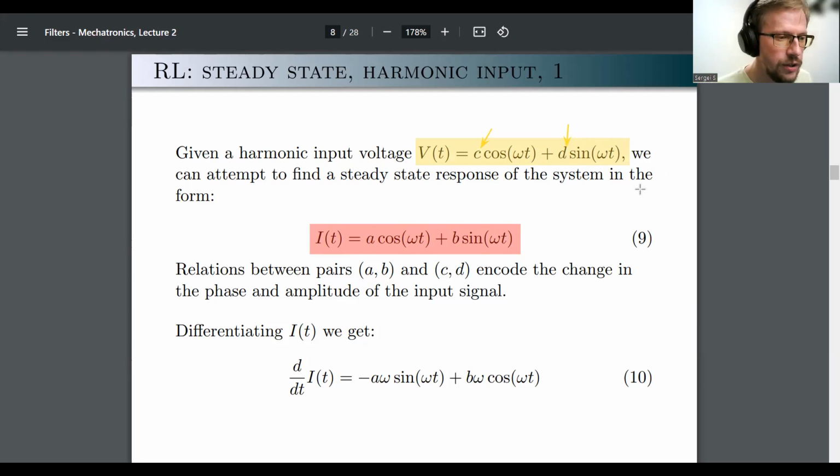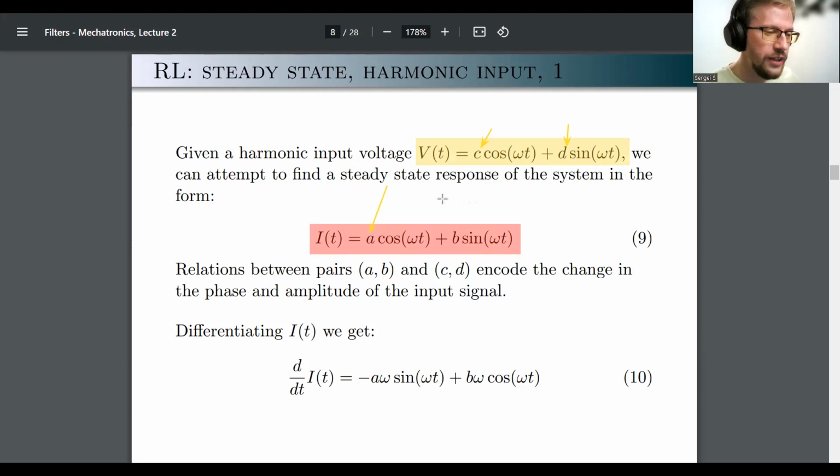Now for a first order ODE, the solution of a first order ODE when the input is a harmonic function is also a harmonic function. That's something you can just know. For a first order linear ODE, a particular solution is going to be a harmonic function if the input is a harmonic function. And the frequency is going to be the same. That is very common stuff.